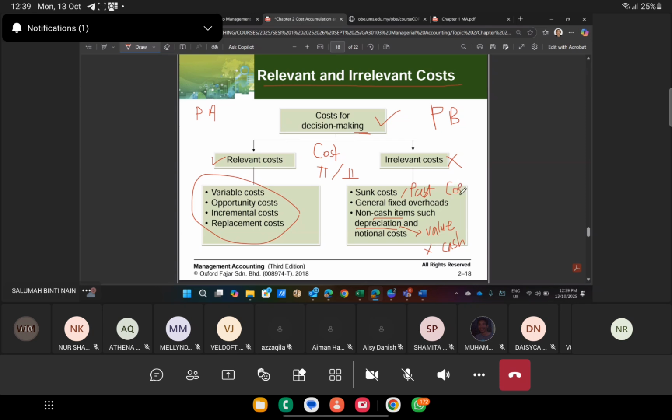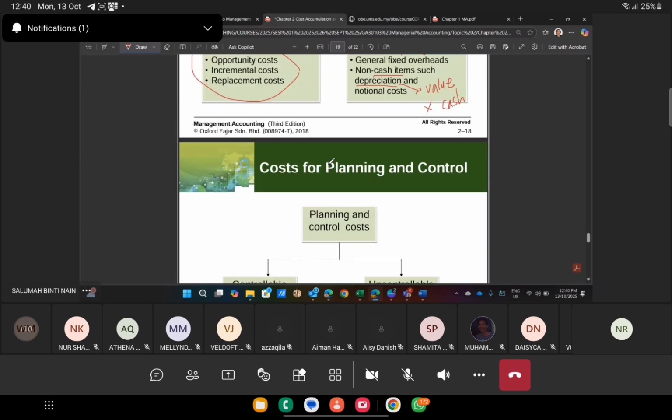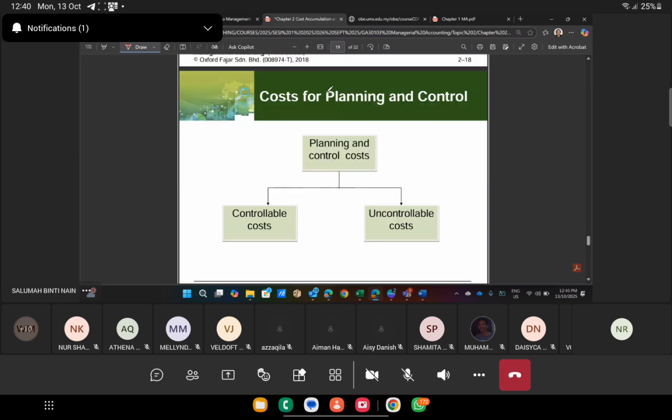In management accounting, we ignore the sunk cost. That's why it becomes an irrelevant cost in decision making. And for planning and controlling, we want to find out what are the costs that we can control and the costs that we cannot control, the unavoidable costs. That is the purpose of cost classification when assisting us in planning and controlling in management accounting.